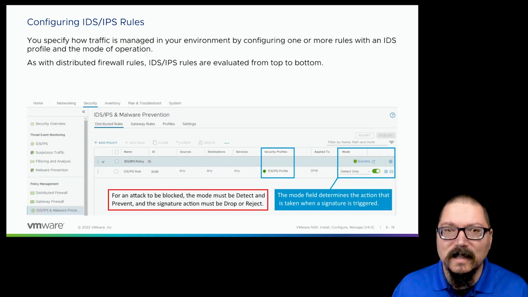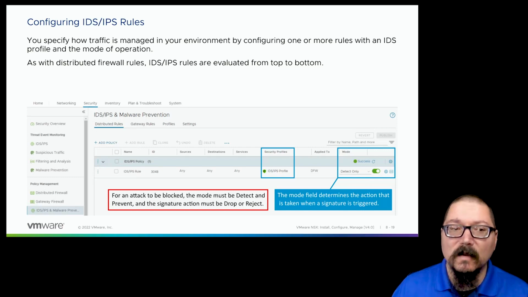Like I mentioned when we overviewed this a little while ago, the two big differences between this and a distributed firewall rule are that the security profile is going to be an IDS IPS profile, not a layer 7 context profile at this point. And there's no action, there's a mode. Do I want to detect only, or do I want to detect and prevent? So what action am I going to take when I match? When I want to prevent, right?